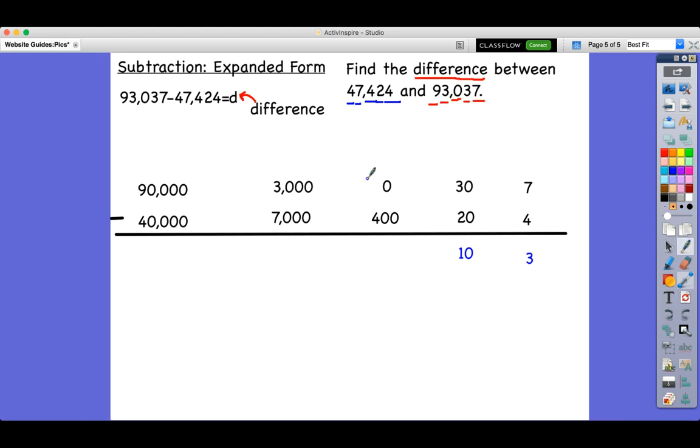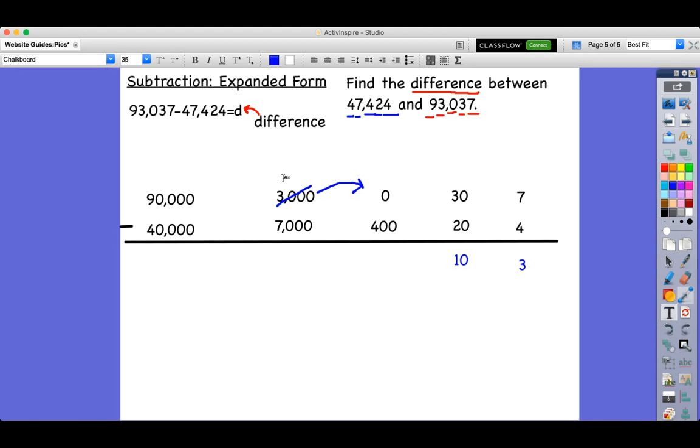So what I need to do is regroup. I need to go up to the next largest place value, my thousands place, and I'm going to take one of the thousands and move it over to the hundreds place because I know that 1,000 is equal to 10 hundreds. So in the thousands place, I'm going to have 2,000 now because I took away 1,000 and moved it over to the hundreds. I haven't changed the value of my number. I have 1,000 plus 2,000, which is 3,000. I'm just moving this to the hundreds place so I can subtract that 400.